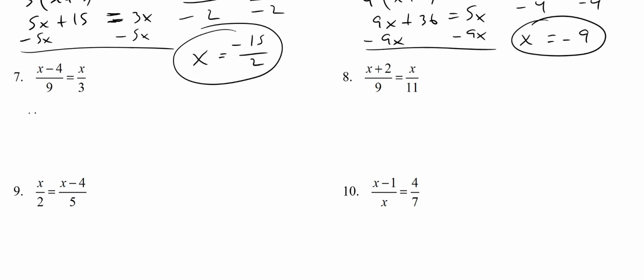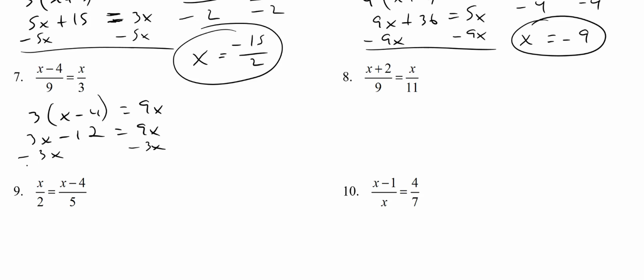All right, so we got 3x minus 4 equals 9x. So 3x minus 12 equals 9x. Subtract 3x from both sides. So we get negative 12 equals 6x. Divide by 6. So x is negative 2.